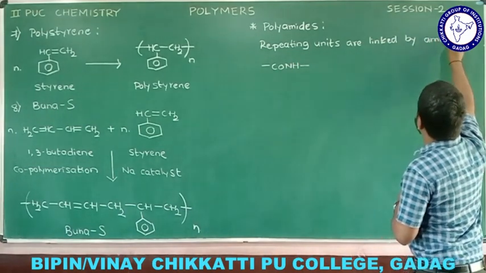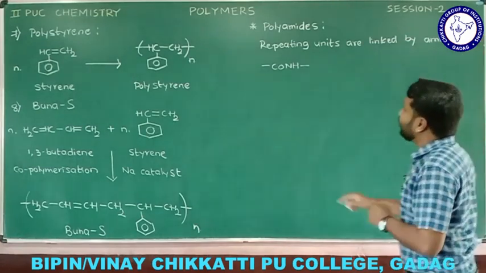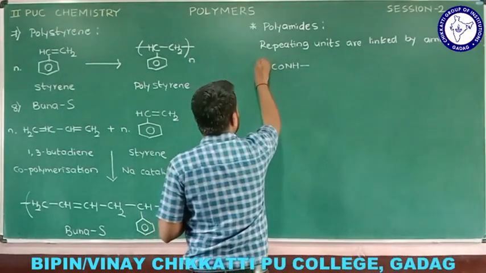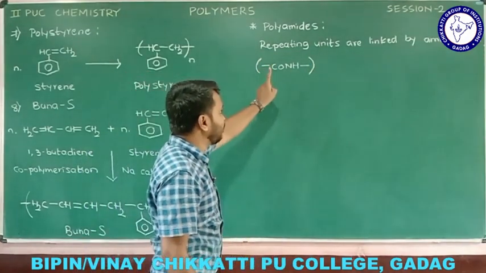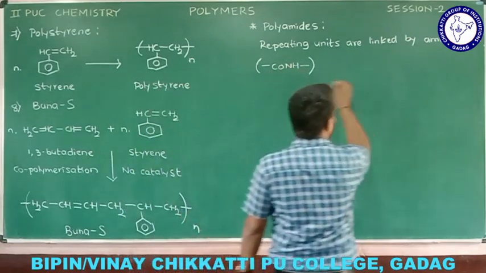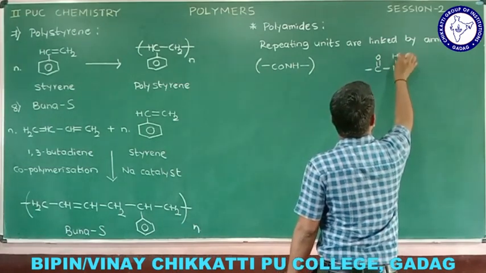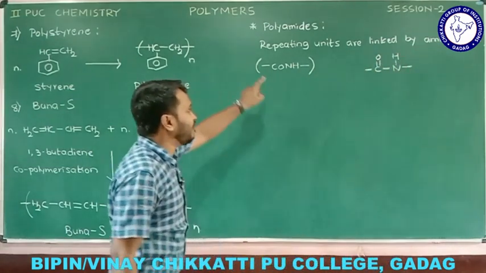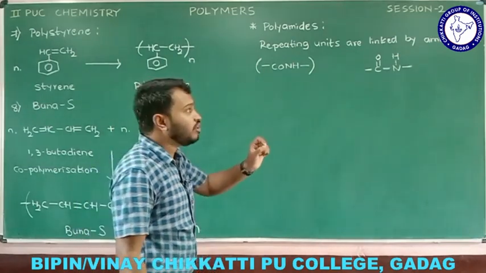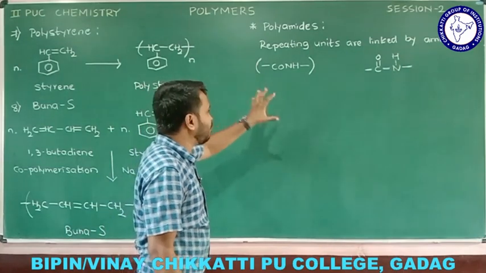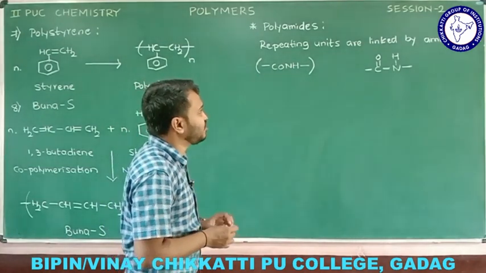Remember that. If repeating units are linked by an amide bond, we call it a polyamide, and this is the joining. Two repeating units are linked by this particular CONH, and remember this is the very simple form that I have written; actually it is C double bond O and NH, and the chain will continue. In simple manner we can write CONH, and we call this the amide bond, and one more name is peptide bond, but usually in the chapter called polymers we are supposed to use the word amide. Okay, amide bond, CONH bond.